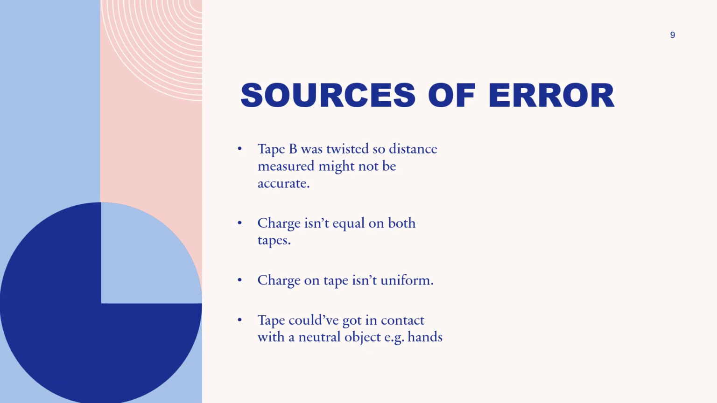So for our sources of error, tape B was a bit twisted, so the distance measured might not have been accurate. The charge isn't equal on both tapes. The charge on the tape isn't uniform. And then lastly, the tape could have gone in contact with a neutral object and lost some of its charge.